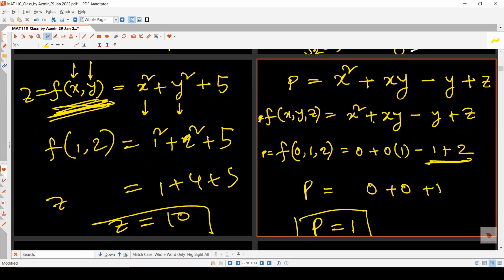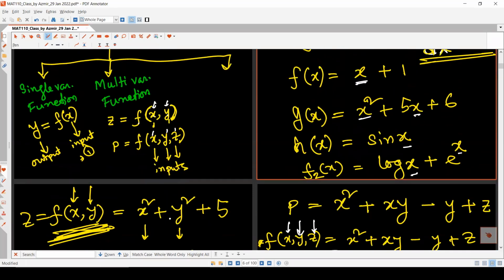That means we are plugging 3 inputs, x, y, and z. So we have to know what is the name of these functions. This is function of 3 input variables, or in general, we can say it is multivariable function.